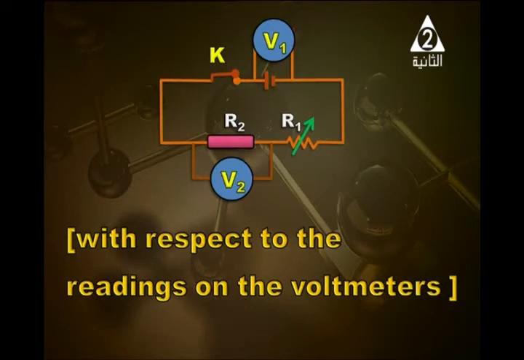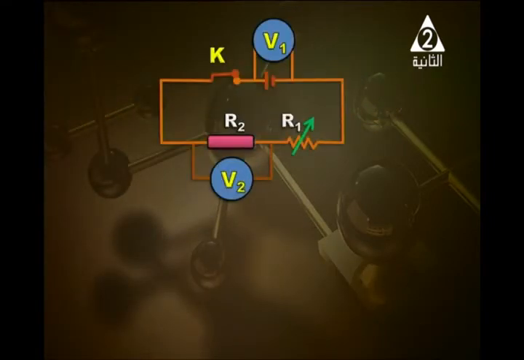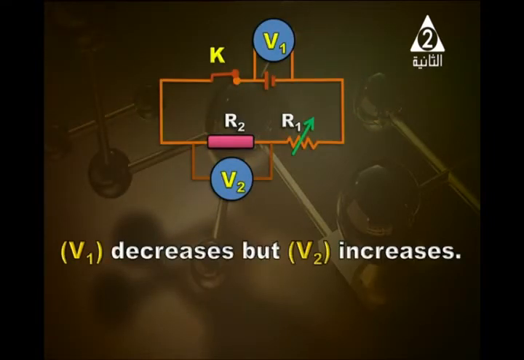We want you to say what will happen to the readings of the two voltmeters. So, V1 decreases, but V2 increases.